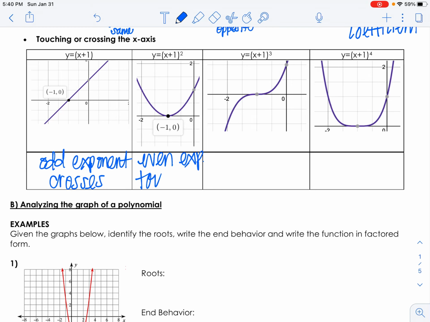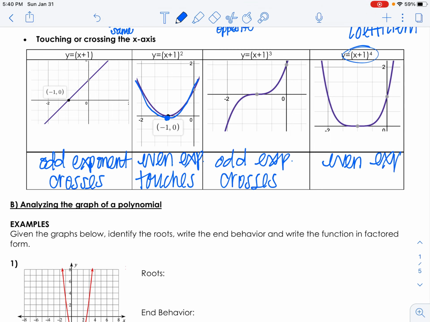then it just touches. See how at that 0, -1, it goes down and comes back up. It does not cross. Okay? Now here we have an exponent of 3. That's another odd exponent. It crosses the x-axis at -1, right? For all of these, our solution is -1. They just have different degrees, different exponents. And then here, another even exponent means it just touches.